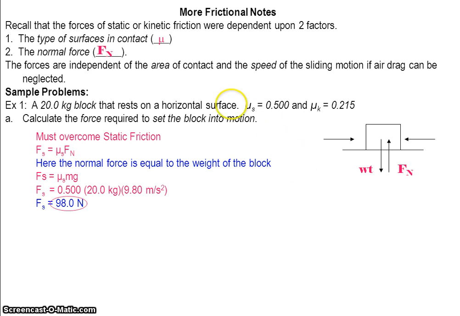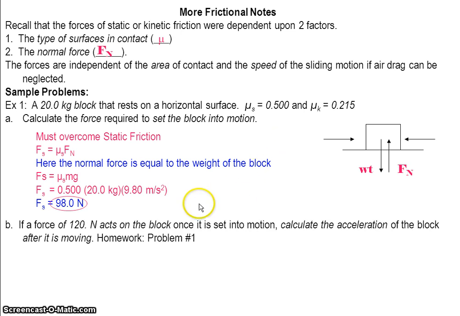Now, the second one, we are now applying 120 newtons acting on the block once it's set into motion, and we want to find the acceleration of the block. Here's our force in the direction of motion. Here's our force that's opposing motion. And our acceleration is the net force over the mass. Remember, that's Newton's second law, so we have to look at what is the net force. It is the forces in the direction of motion minus the forces opposing motion. So that's what I'm getting at here.